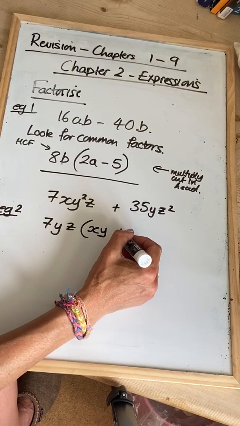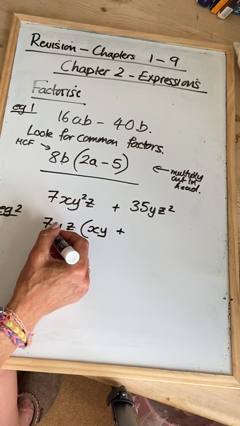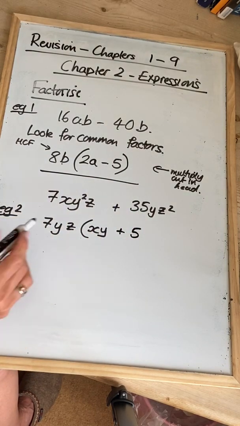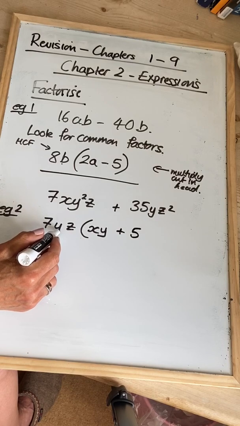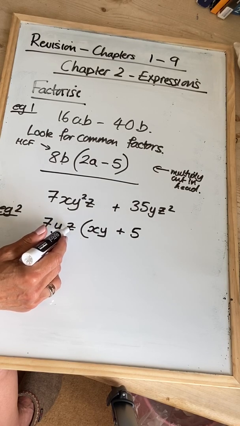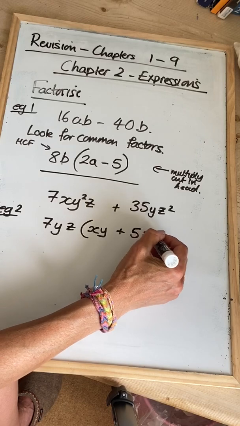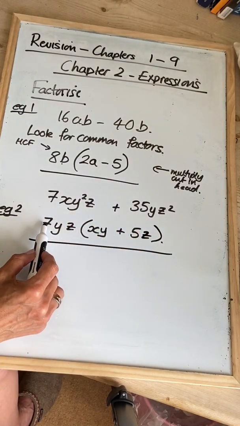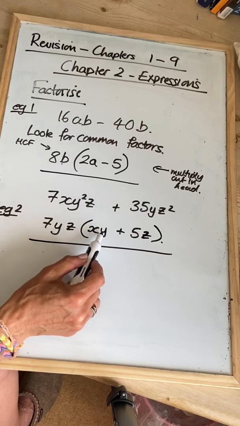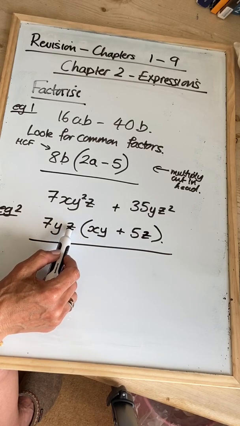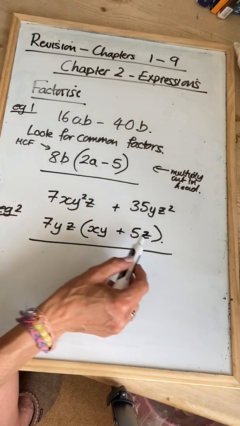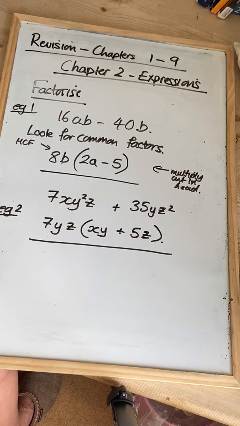Here we've got a 35, we've only got a 7 outside our bracket, so we need to multiply by 5. We've got a y, we need a y, so that's okay. We've only got a single z, we need a z squared, so we'll put a z in there. Then just in your head, multiply it out. 7xy squared z, yeah, that works. 35yz squared, yeah, that works. So that's factorising just with single brackets.